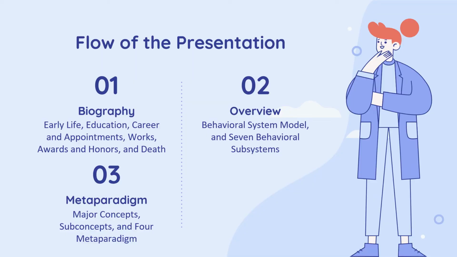This would be the flow of the presentation. First would be her biography, which includes her early life, education, career and appointments, works, awards and honors, and death. Second would be the overview, which includes the behavioral system model and 7 behavioral subsystems. Lastly would be the meta-paradigm, which includes major concepts, sub-concepts, and the 4 meta-paradigm of the model.